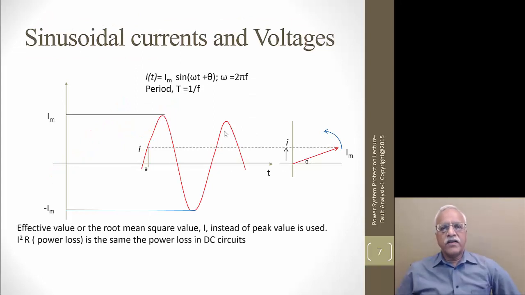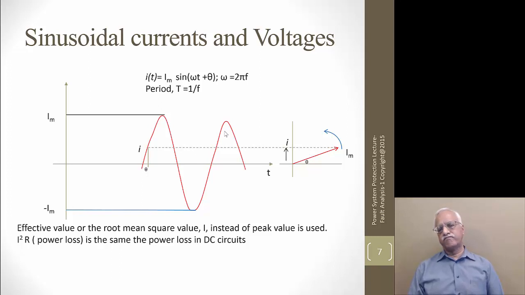Now let's look at a vector rotating in a counterclockwise direction at the same frequency as a sinusoidal waveform at 60 hertz. It's angular frequency we are looking at here. Now, if you look at the projection of any point of that vector on the vertical axis, that will be pretty much equal to the sine magnitude of the vector, that is Im sine omega t plus theta.